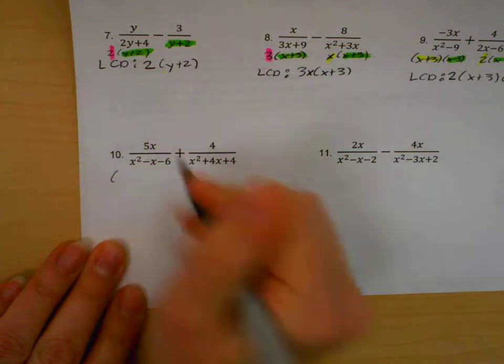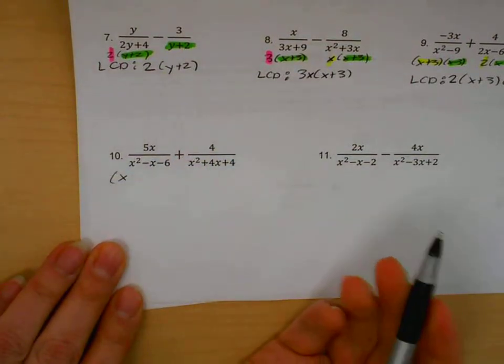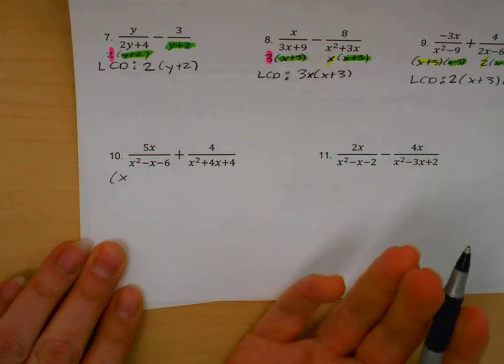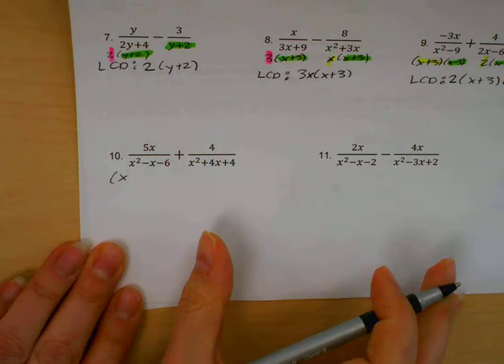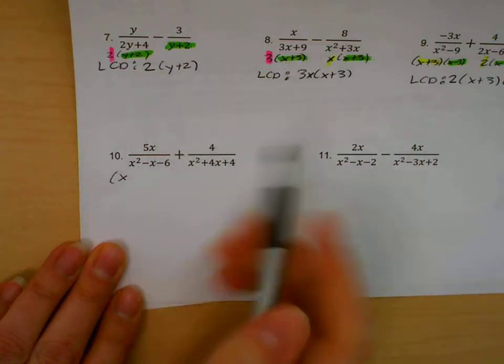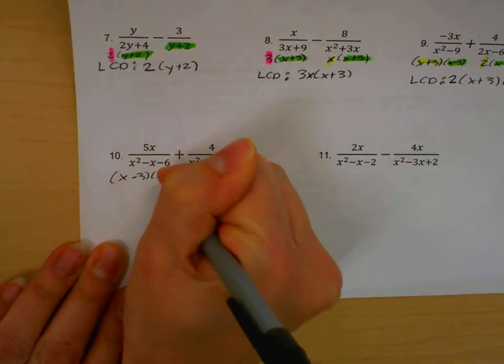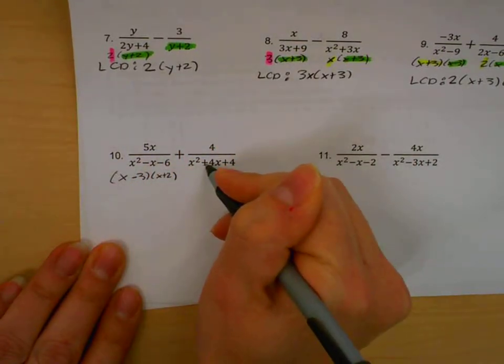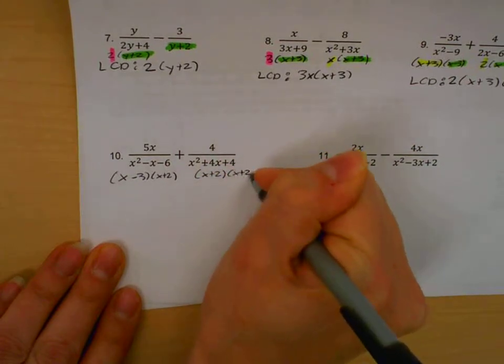All right, number 10. Again, I'm going to factor first. So I'm factoring the denominators. I'm not rewriting the whole problem for purposes of keeping my space when I actually solve these problems later, but I am right now factoring all the denominators. So this turns out to be x minus 3, x plus 2, and this one over here factored is x plus 2 times x plus 2.